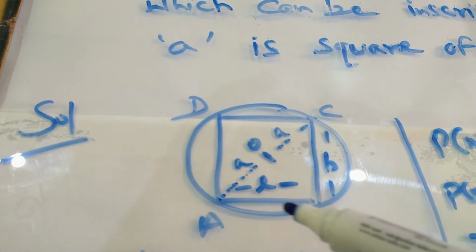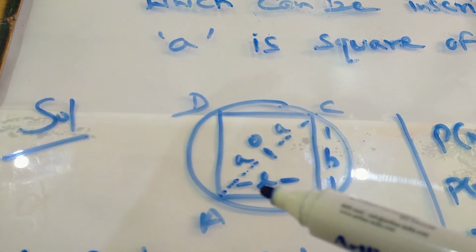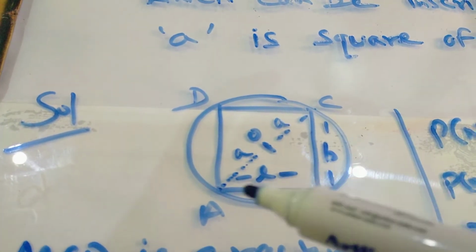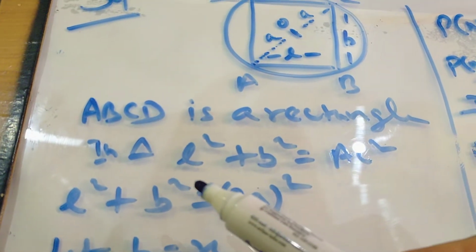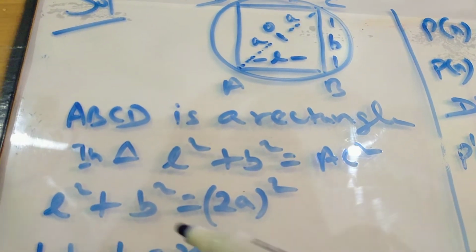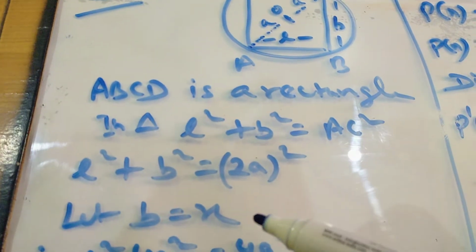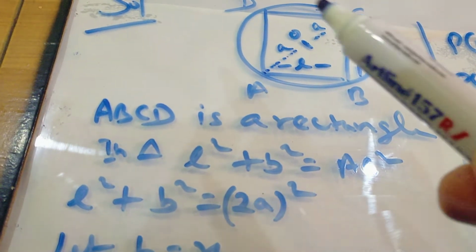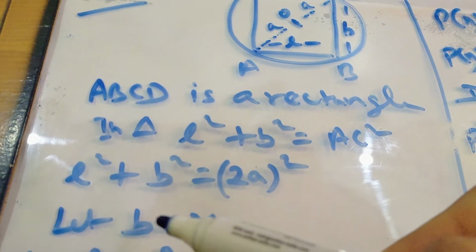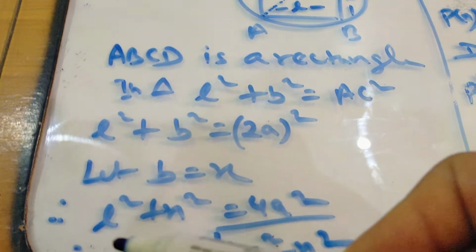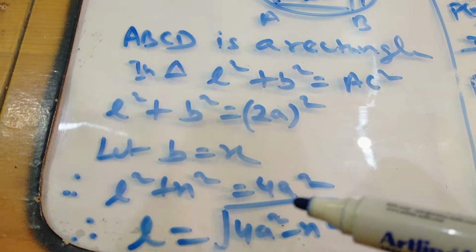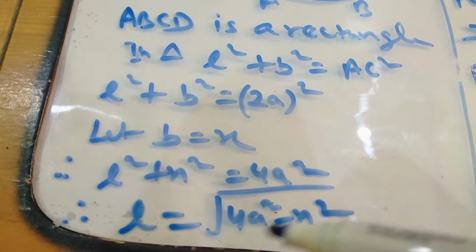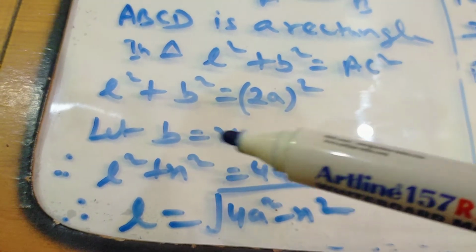So this is a right angle triangle, with sides L and B, and this distance AC is 2A. Applying the Pythagoras theorem in this triangle, we get L square plus B square equals AC square, which gives L square plus B square equals 2A square, that is, 4A square. Now, because we have to convert this complete question into one variable, I have assumed that the breadth is x. Therefore L square plus x square is equal to 4A square, and finally L comes as the root of 4A square minus x square, in terms of x. B is already in terms of x.